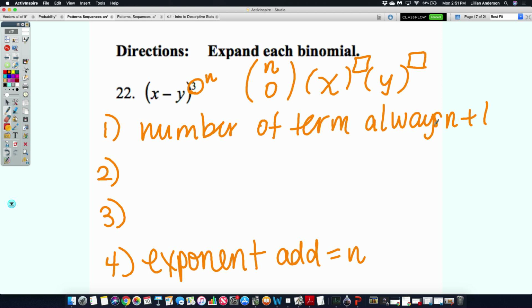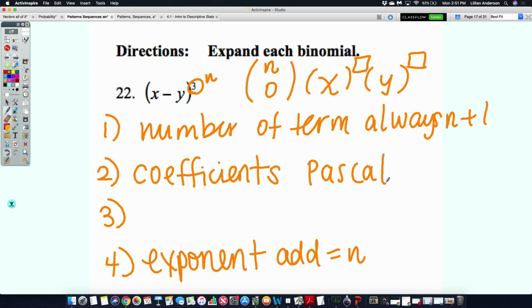Oh, coefficients. What about the coefficients? What were the coefficients of the expansion? Oh, the Pascal's triangle thingy. You need to incorporate Pascal's triangle. Yep, and that's where the coefficients came from. They came from Pascal's triangle. Then you multiply. There was one more property, one more feature.